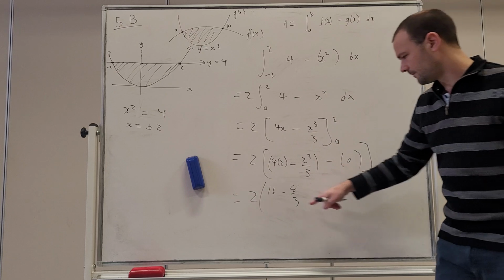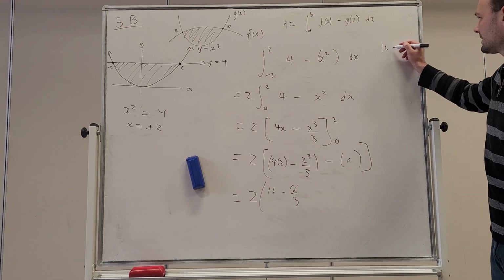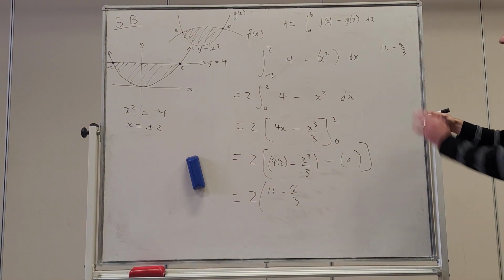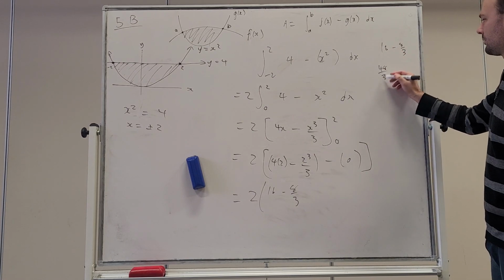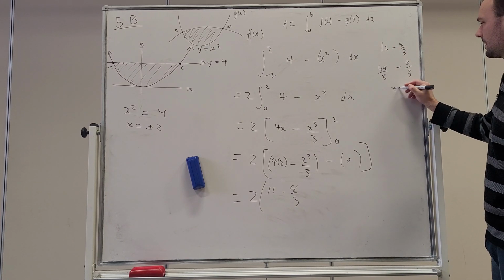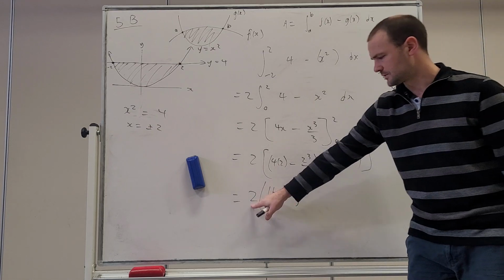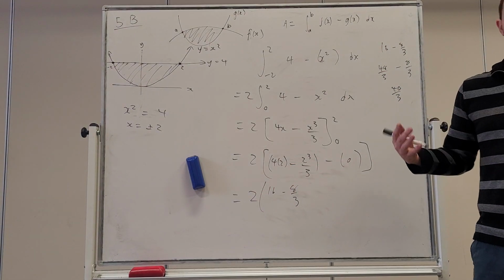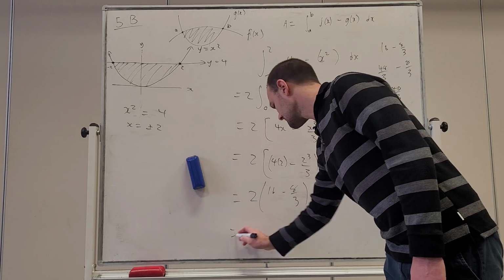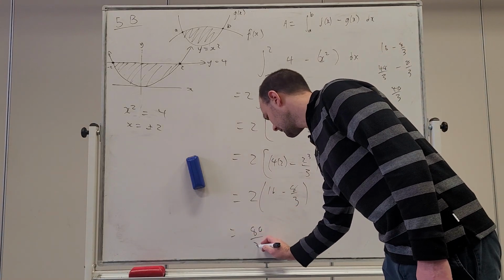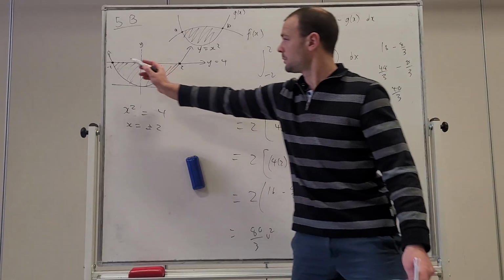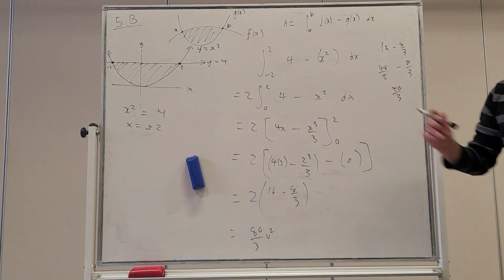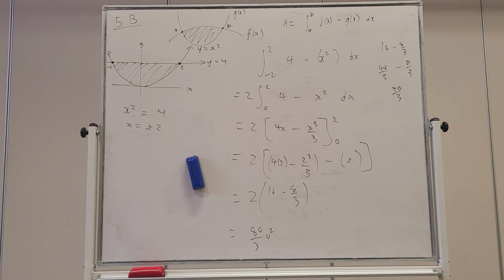But if you want to follow this through, if we have 16 take 8 on 3, before we can perform that, they need to have the same denominator. So 16 is 48 on 3. So it becomes 40 on 3. And we have 2 lots of it, it becomes 80 on 3. Okay, that's what it's going to evaluate to. You can use your calculator to help you out. Area, so units squared. The area between these 2 points, 80 on 3 units squared.